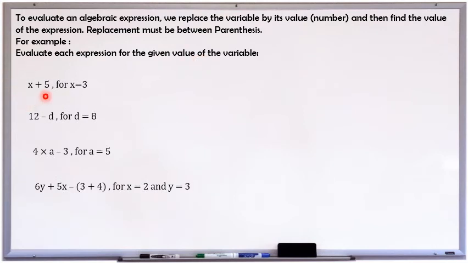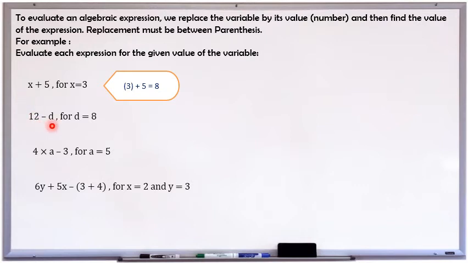For example, x plus 5 for x equal 3. To evaluate it, I have to replace x by 3. So it will be 3 plus 5, which is 8. And as a note, a replacement must be between parentheses. We will see it later when we have a negative sign. In order not to be confused, let's write it inside parentheses and then evaluate.